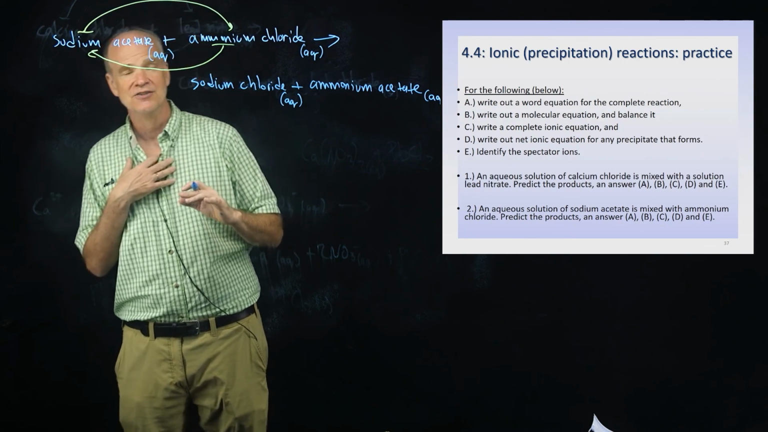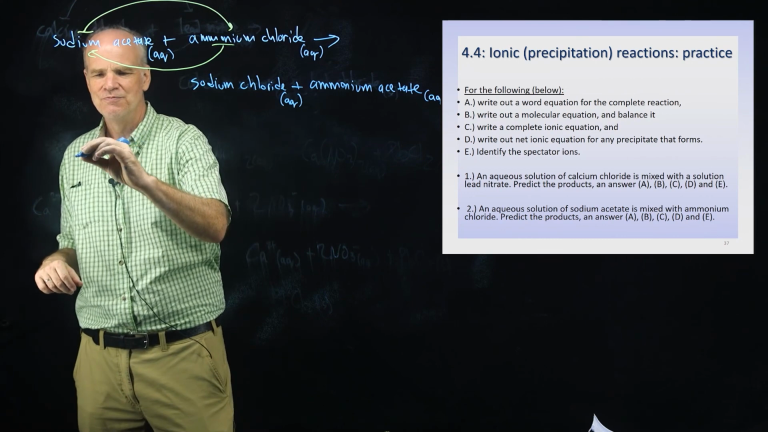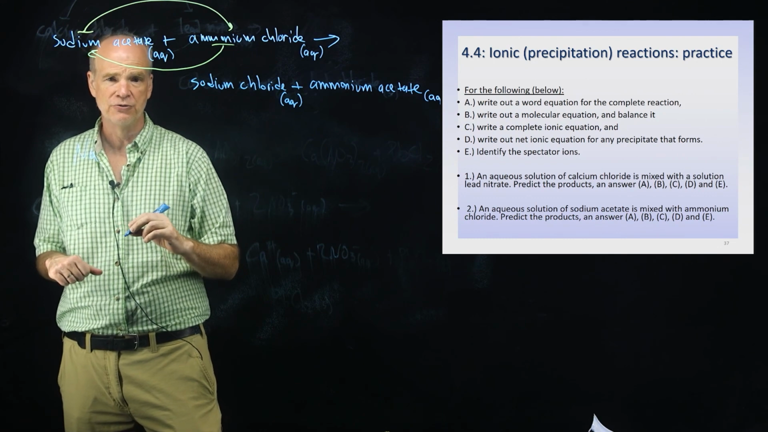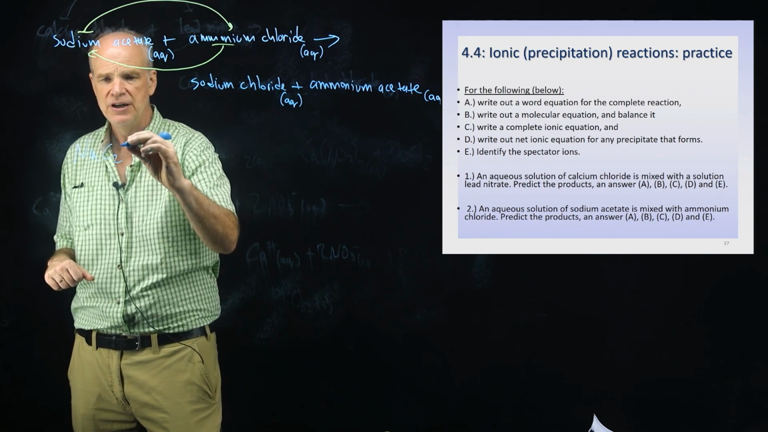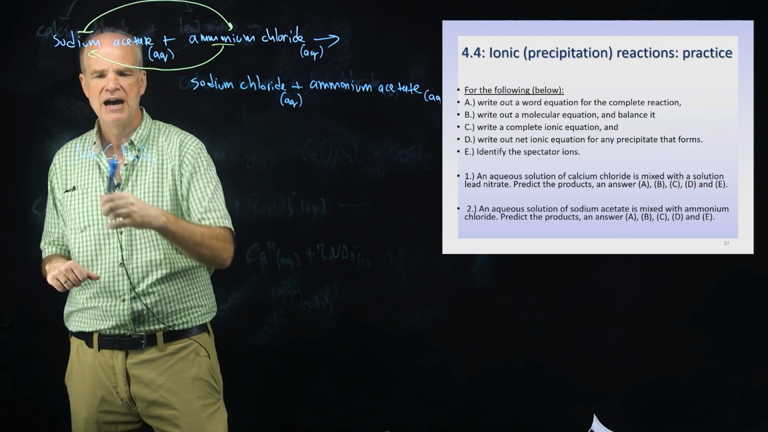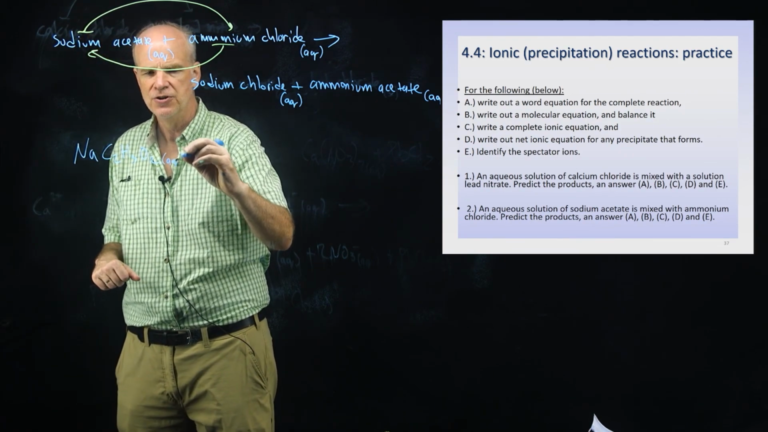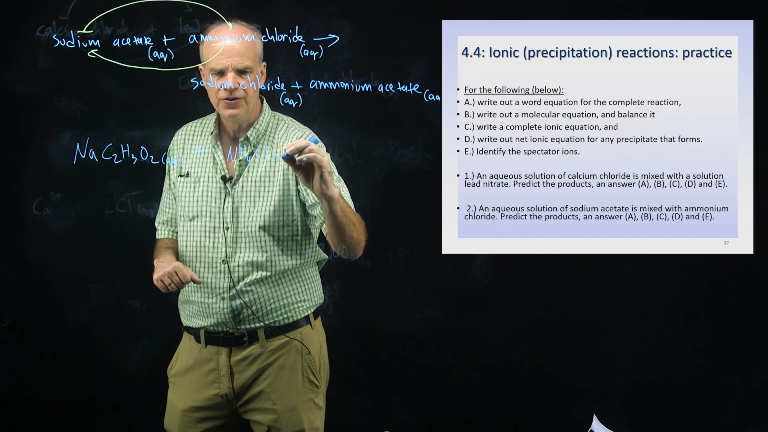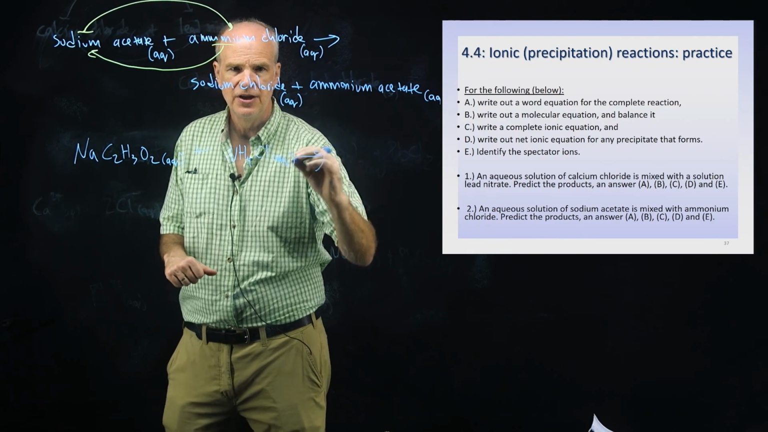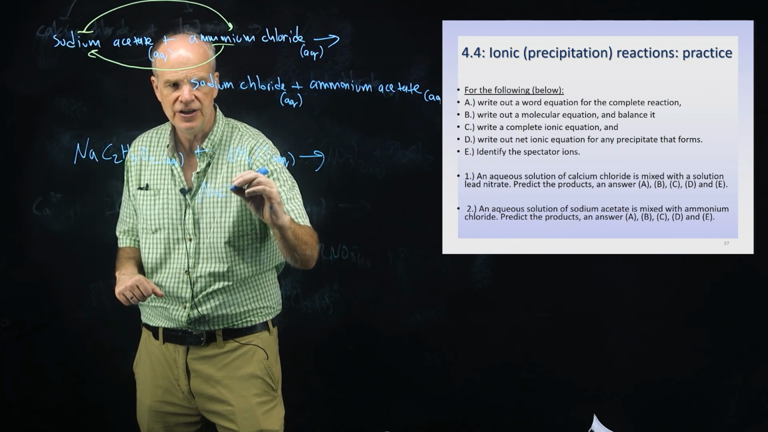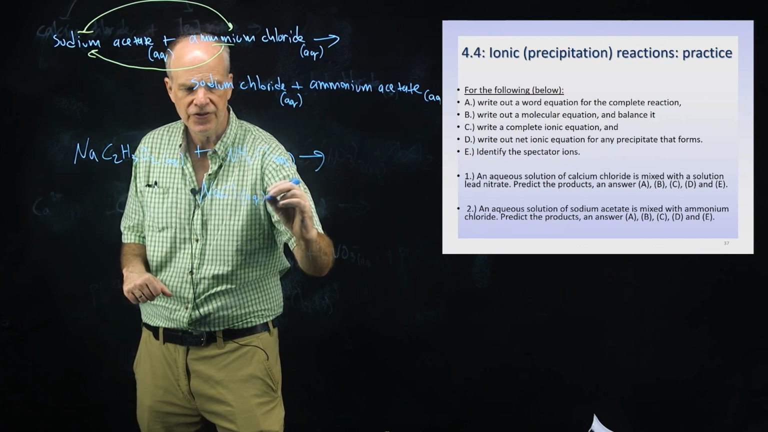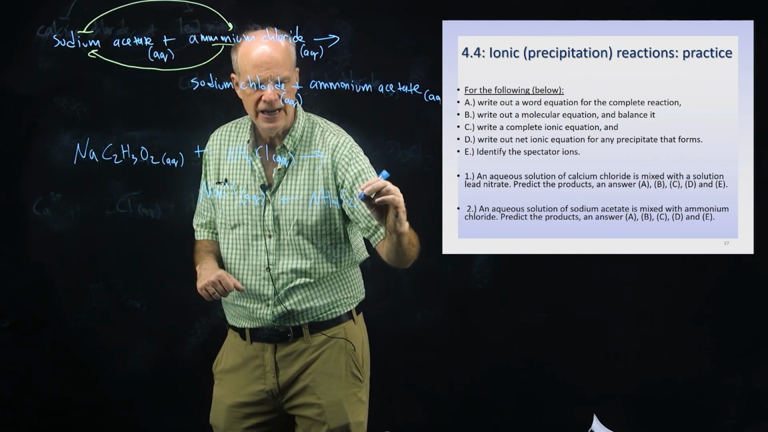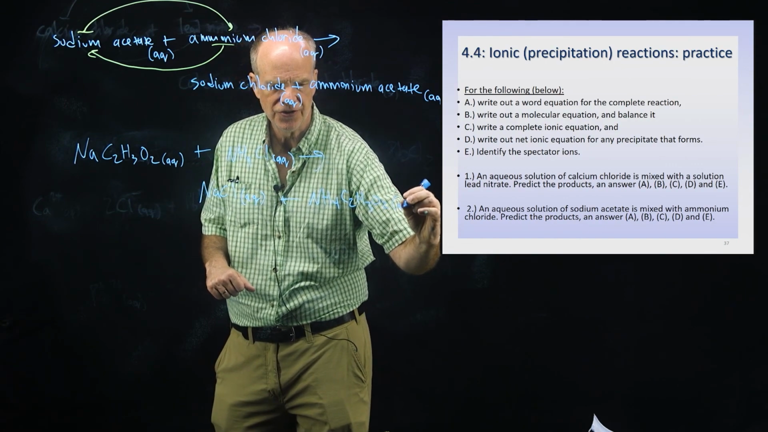Let us write a chemical equation for this reaction. So you might have to remember what the formula for acetate is. It is C2H3O2, bound to sodium. And so let me include the state symbol here. Ammonium chloride is NH4Cl, aqueous. And then sodium chloride is NaCl, aqueous. And then ammonium acetate is NH4C2H3O2, aqueous. So far so good.